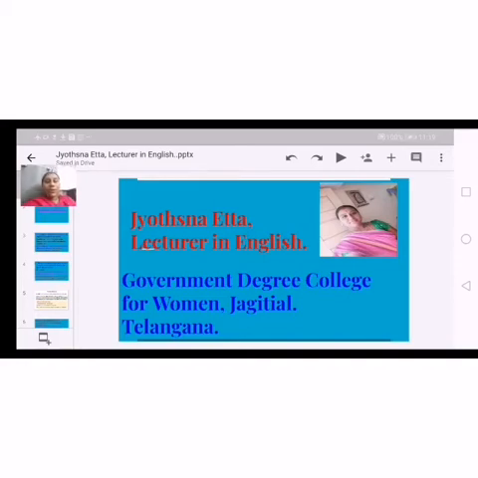Okay, so in yesterday's class we discussed transformation of sentences and the types. First, transformation of sentences. Transforming means changing sentences from one form to another form. We have discussed that we majorly have four kinds of sentences: simple sentences, compound sentences, complex sentences, and compound complex sentences. These are the types of transformation of sentences.